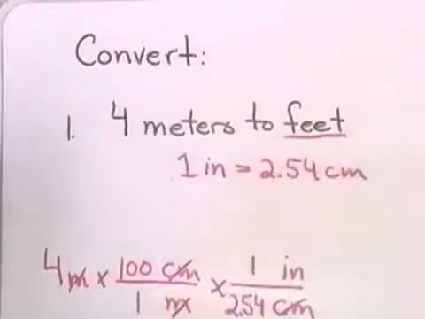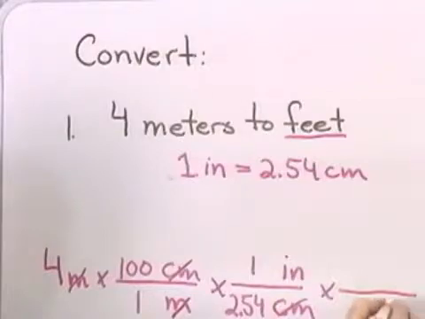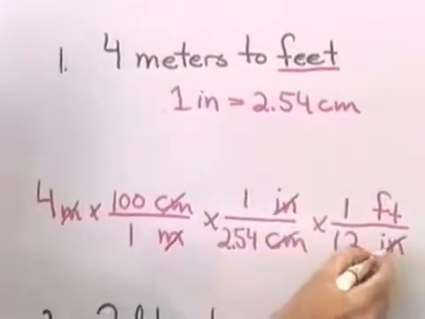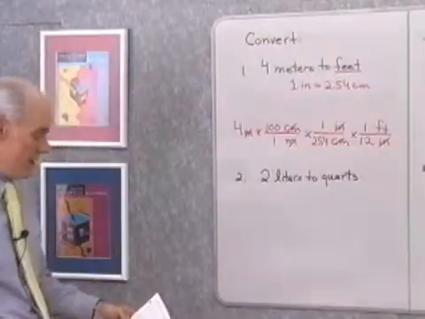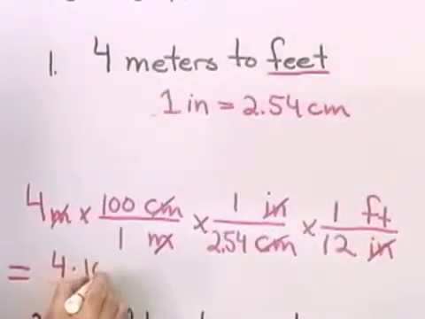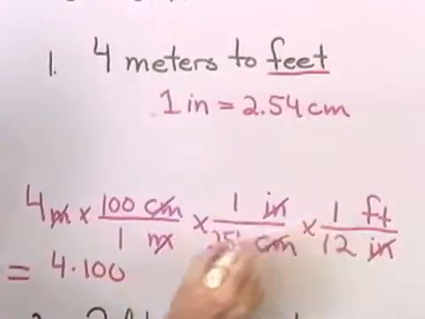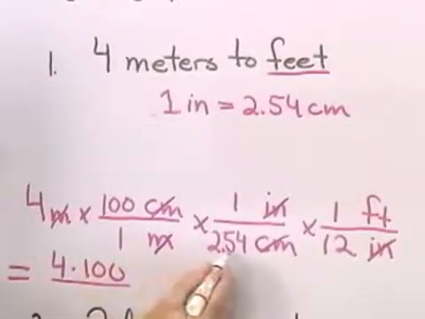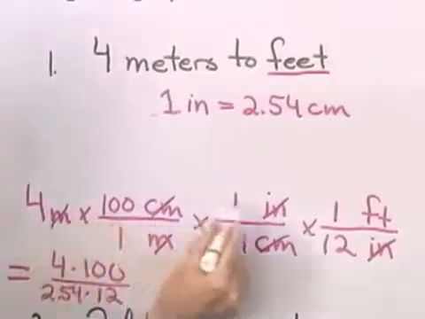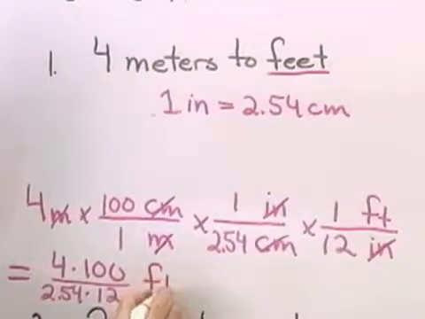I keep an eye on what I'm trying to go towards, which is feet. So I'm going to multiply by something that will allow inches to divide out and leave me with feet. And that will be 12 inches in 1 foot. So those will divide out. So I end up then with 4 times 100 in the numerator times 1, divided by 1 times 2.54 times 12, and everything has divided out except for feet.